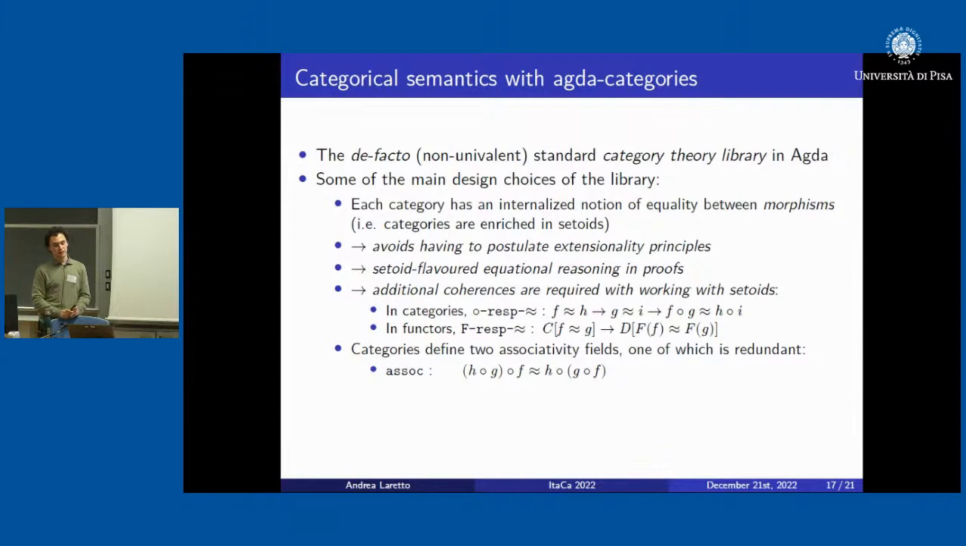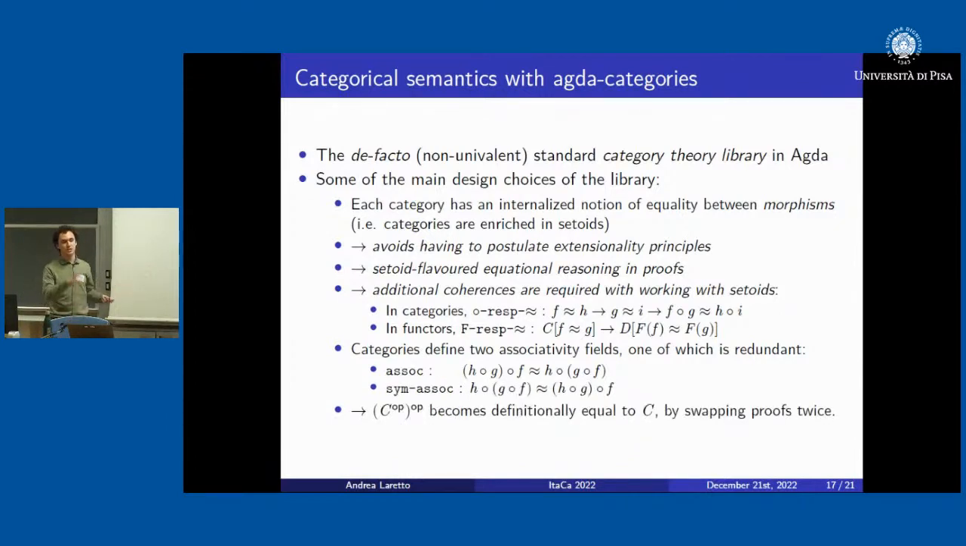Another interesting design choice of the library is that they essentially define two associativity fields, one of which is actually redundant because you can define associativity, but they also provide sym associativity. So it's just swapping, right? The two sides, the left-hand side and the right-hand side of the data, and this is done so that taking the op of a category twice becomes definitionally equal to C. This is an interesting thing that was also documented in an article in 2014.